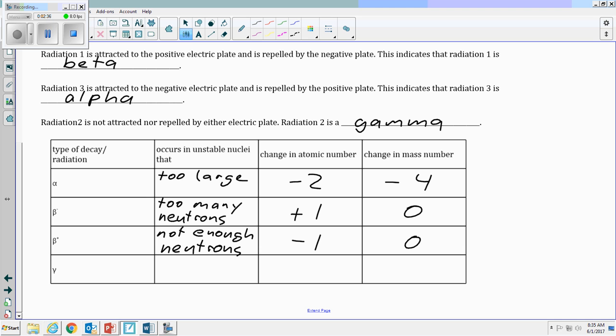Gamma radiation is not really a type of decay. It just happens with all of the others, so it accommodates all the types of decay. And it does not change mass.